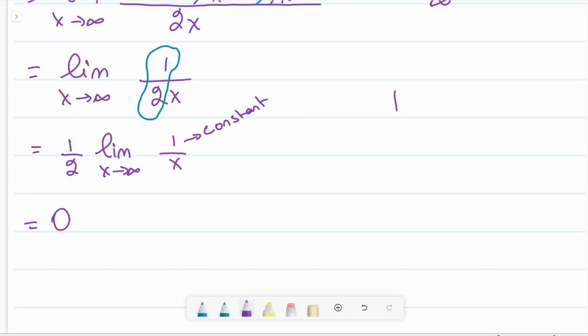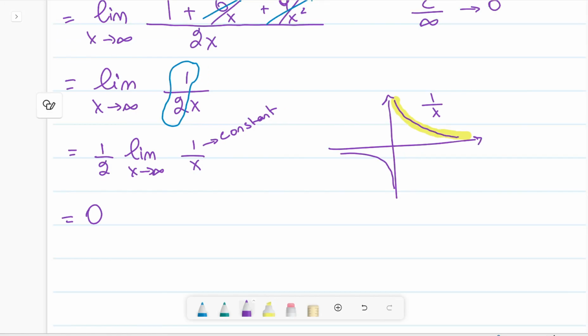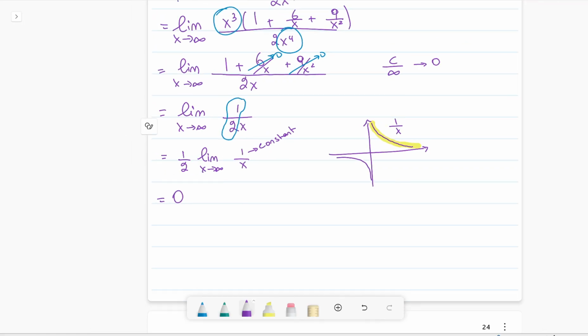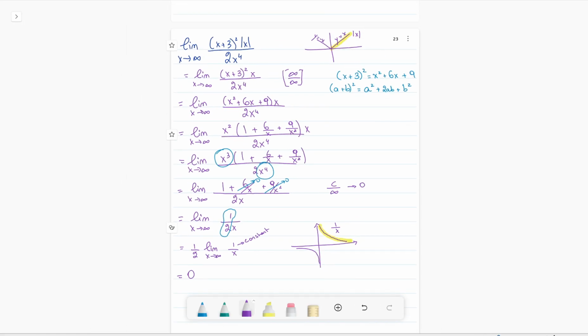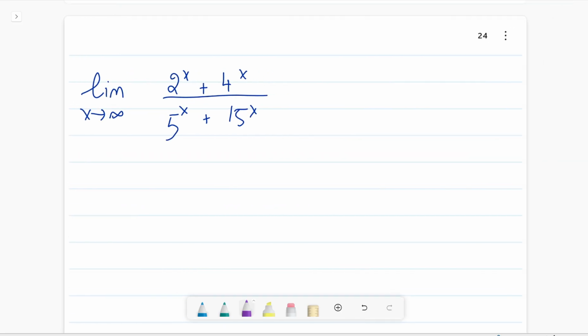And if you would like to look at the graph, this is the graph of 1 over x, and as you can see, as we approach infinity, the graph of 1 over x is approaching 0. Let's move on to a second example.